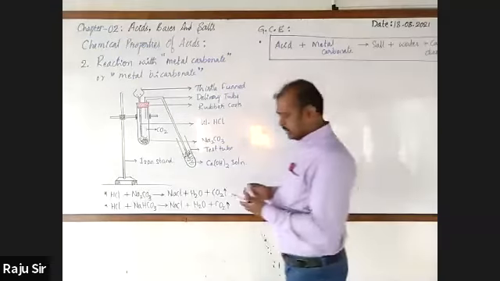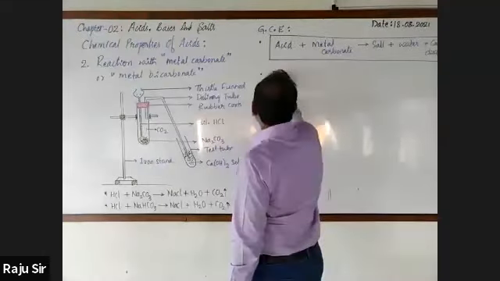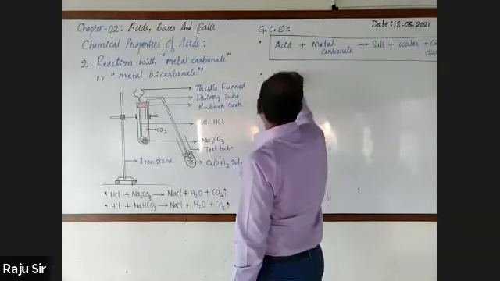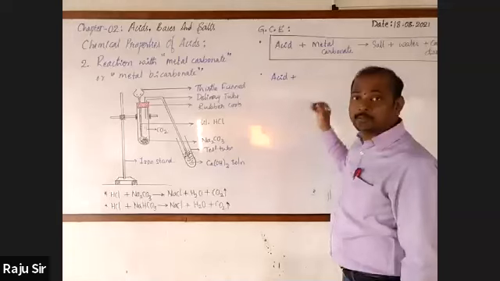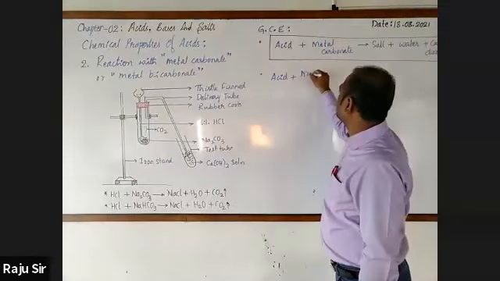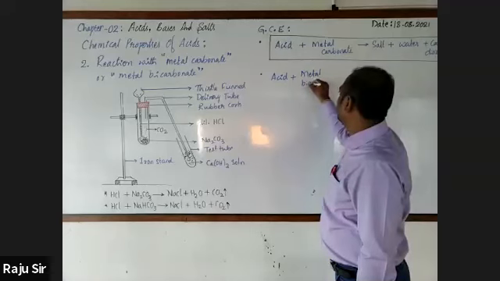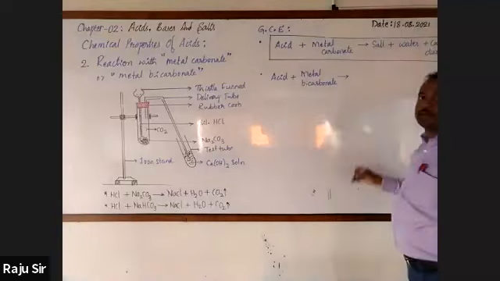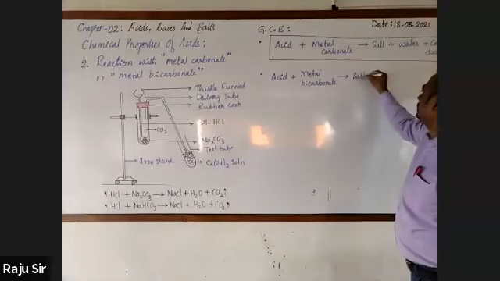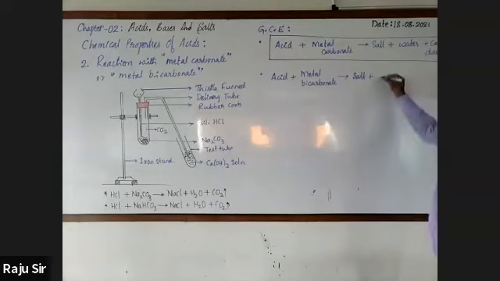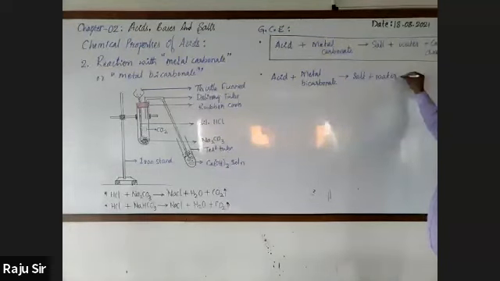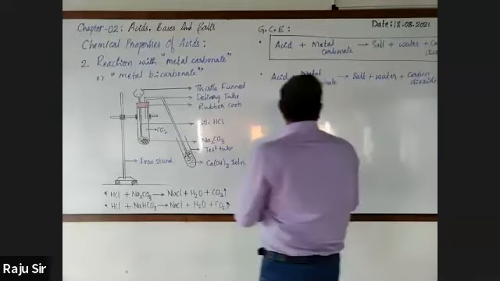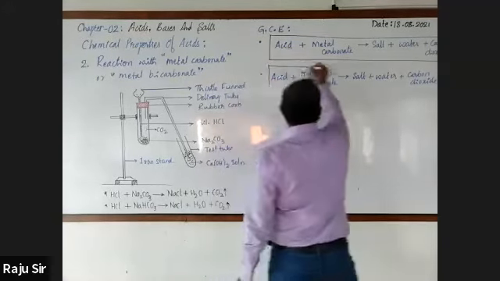Next, another one. Acid reacts with metal bicarbonate, metal hydrogen carbonate, right, and gives rise to the same products: salt plus water plus carbon dioxide. Here also you have to highlight this.